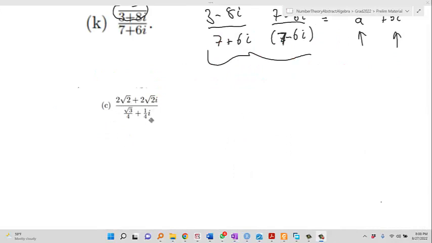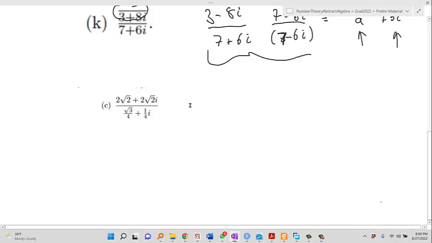Okay, the next problem is a polar problem. The problem specified that you should find this using polar arithmetic.